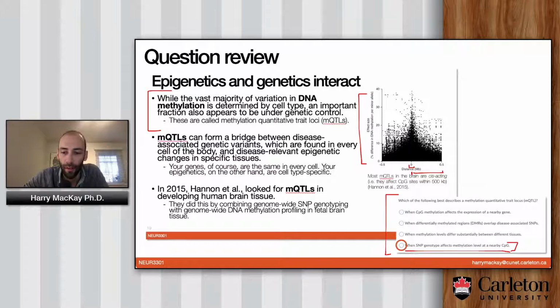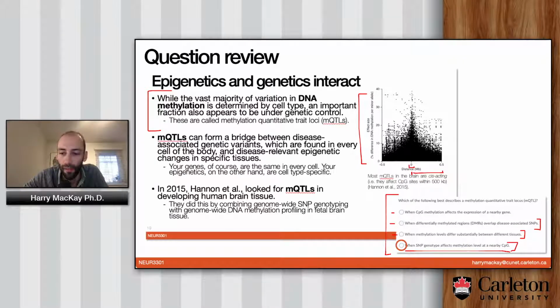These other ones maybe had a tempting character to them, because it is true that methylation levels do differ substantially between tissues, but that's tissue level variation, not genetic variation. All of your tissues have the same DNA, more or less, so that wouldn't be a type of genetic variation. When DMRs overlap disease-associated SNPs, this also is not the same thing, because DMRs exist on their own terms, and if they happen to overlap a SNP, that is informative in a way, but it's not necessarily the case that the SNP causes the DMR.